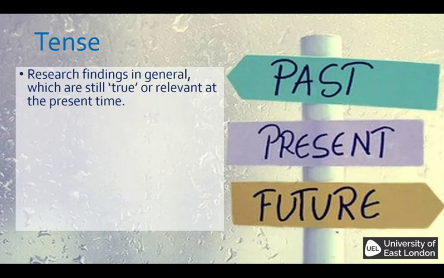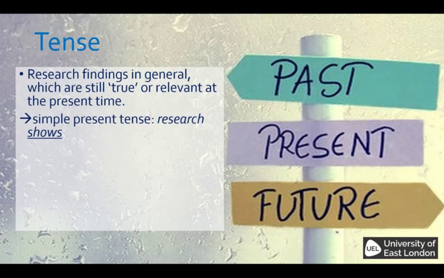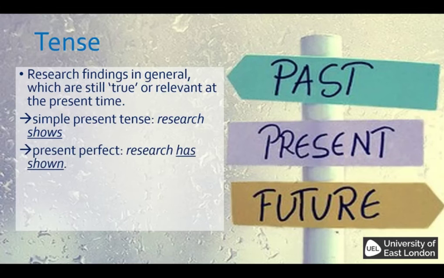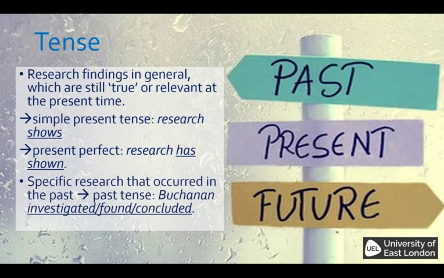Because in the first phrase, the writer is talking about research findings in general, and which are still true or relevant at the present time. For this, we use the simple present tense, research shows, or often the present perfect, research has shown. However, as soon as we want to talk about a specific piece of research that occurred in the past, we use the past tense. Buchanan investigated, found, or concluded.